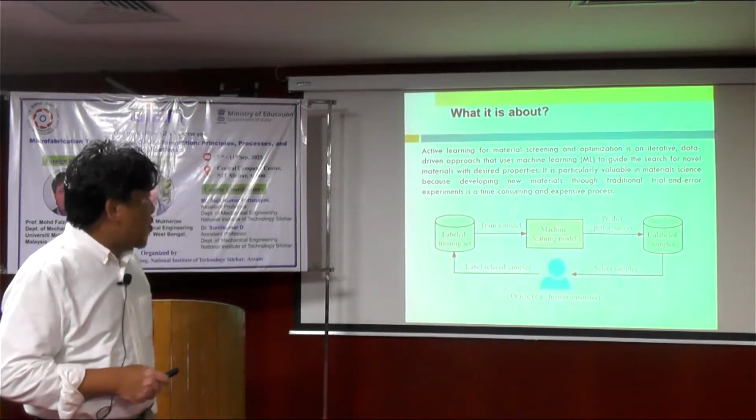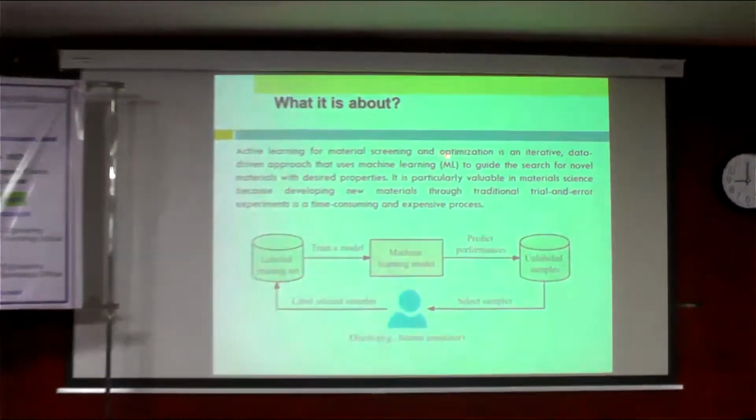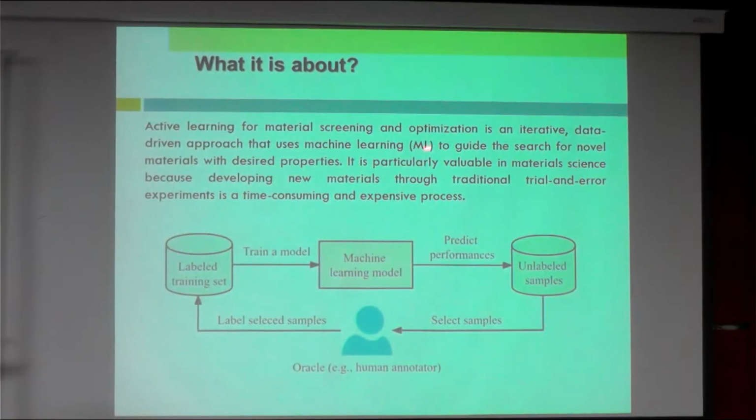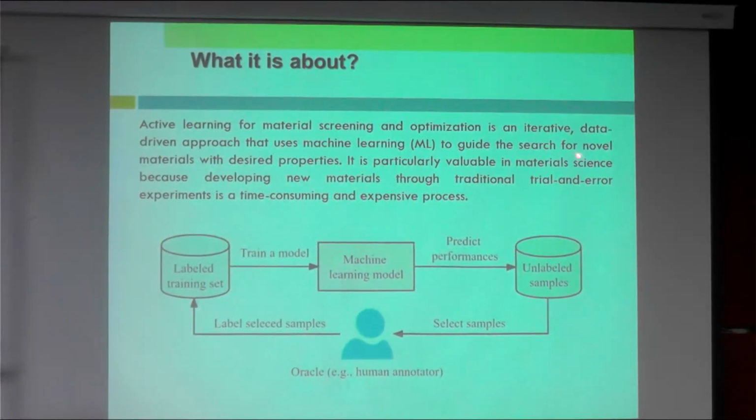So what is it all about? Active learning for material screening and optimization is an iterative, data-driven approach that uses machine learning to guide the search for novel materials with desired properties. It is particularly valuable in material science because developing new materials through traditional trial and error experiments is a time-consuming and expensive process. Iterative here means we can always go back to the data to look into the actual needs for that particular material, for the properties that we want. So that is the meaning of iterative here.